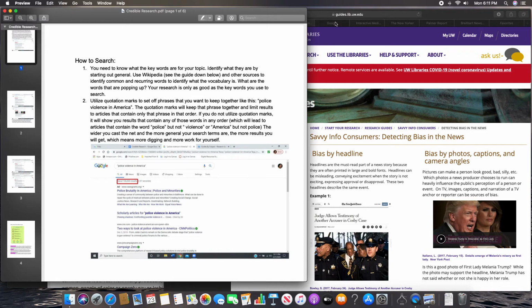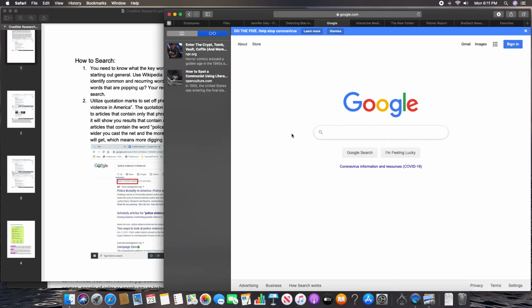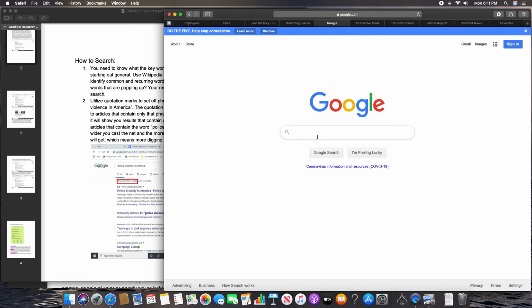So when we go to Google, some things that are going to help you search after you figure out some specific keywords that you want to use are also to use quotation marks to set off phrases. This is going to tell Google that the words that you've entered, you want them to stay together. And so it's going to bring up articles that only contain all of those words. If you do not put quotations, it's going to show you any article that has any of those words.